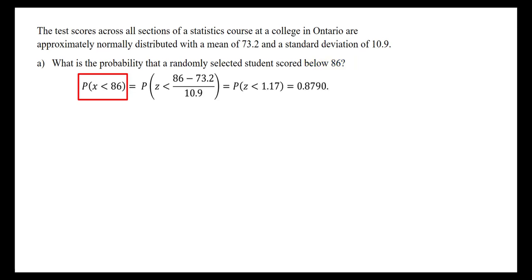We are going to standardize by finding the z-score value for 86. So once we translate by using the formula we saw earlier, we have 86 minus the mean, in this case 73.2, divided by the standard deviation, which is 10.9. So this translates to the probability of z less than 1.17. So the probability of x less than 86 coming from a normal distribution translates to the standard normal distribution, the probability of z less than 1.17.